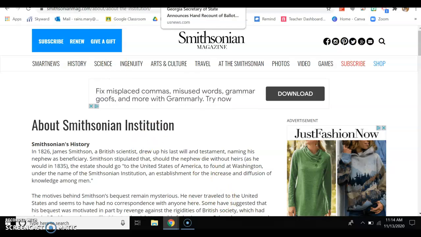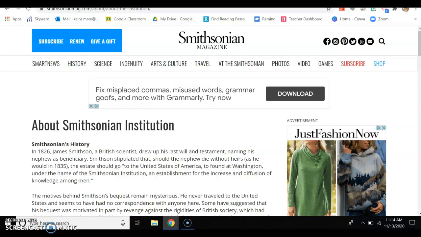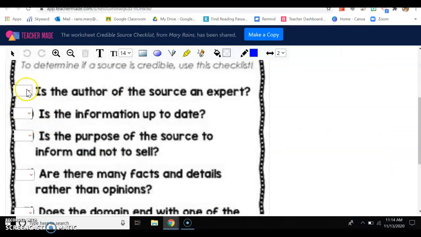So then what I'm going to do is go back to that checklist, and you know what, I'm going to put yes, because I think that the source I got it from has a lot of good, knowledgeable people on that staff, and the institution itself, or the source that it's coming from, is well accredited. So I'm going to put yes.